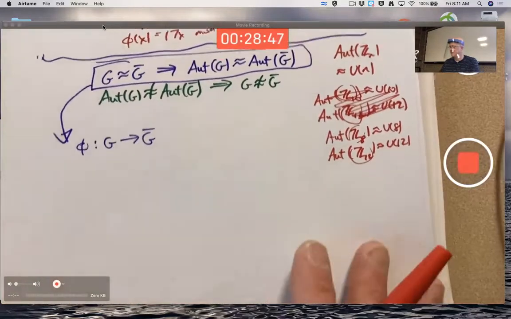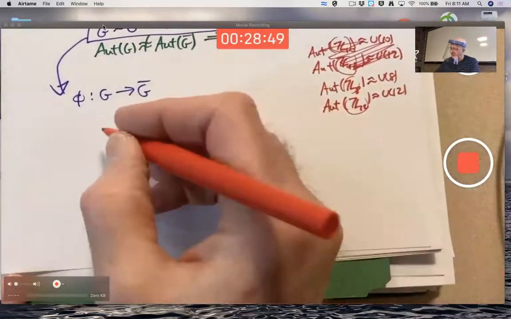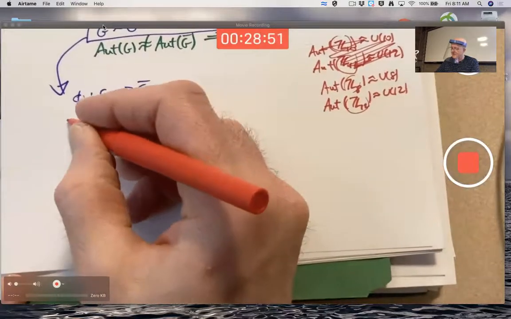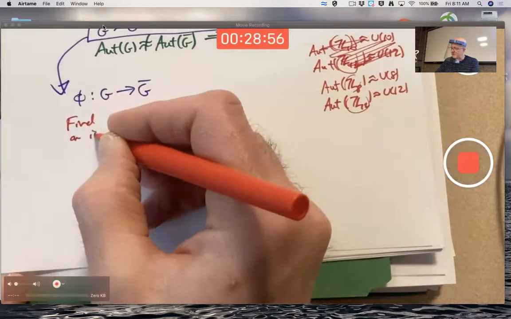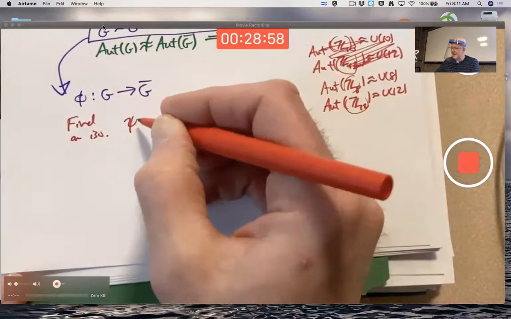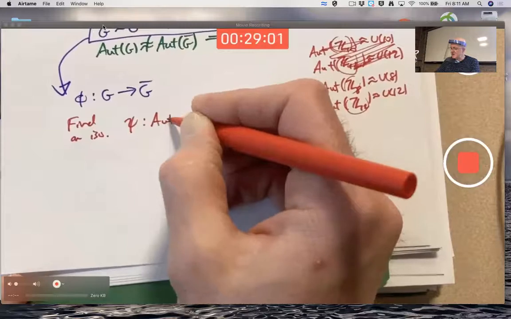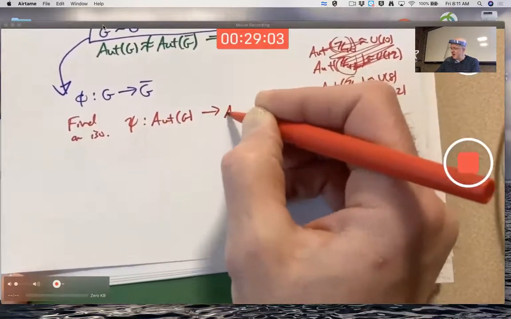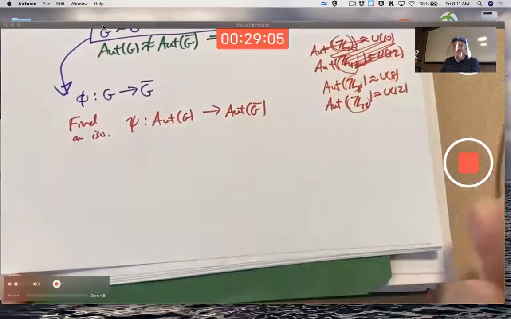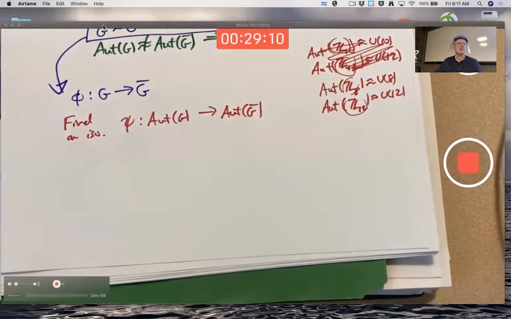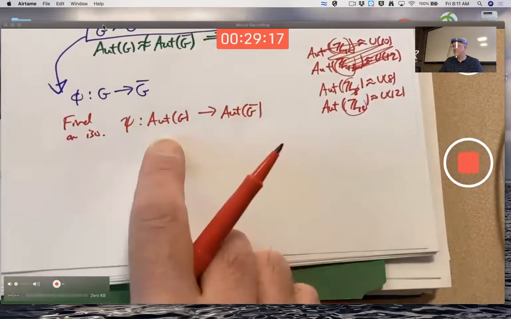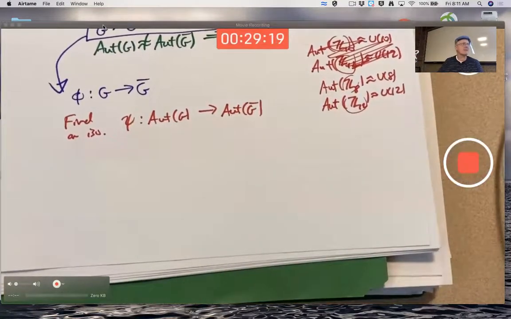What do I mean? What's the only reasonable thing to try? So we want to come up with an isomorphism, call it psi, from Aut(G) to Aut(G bar), which means in the first place, you need to come up with a mapping from Aut(G) to Aut(G bar) and hope that the mapping is an isomorphism. Does that make sense? Like what's a function from this domain to this codomain even? What's an example of such a function?